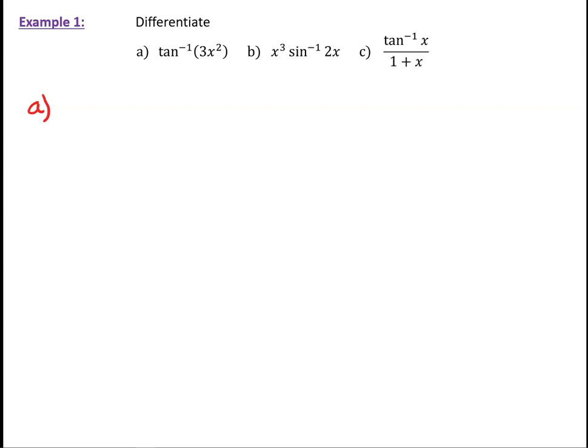We've got here example 1, which is just a straight differentiation example. We've got to differentiate, first of all, tan to the minus 1 of 3x squared. Well, if I have y equals tan to the minus 1 of 3x squared, that is the same thing as tan to the minus 1 of u, where u is equal to 3x squared.